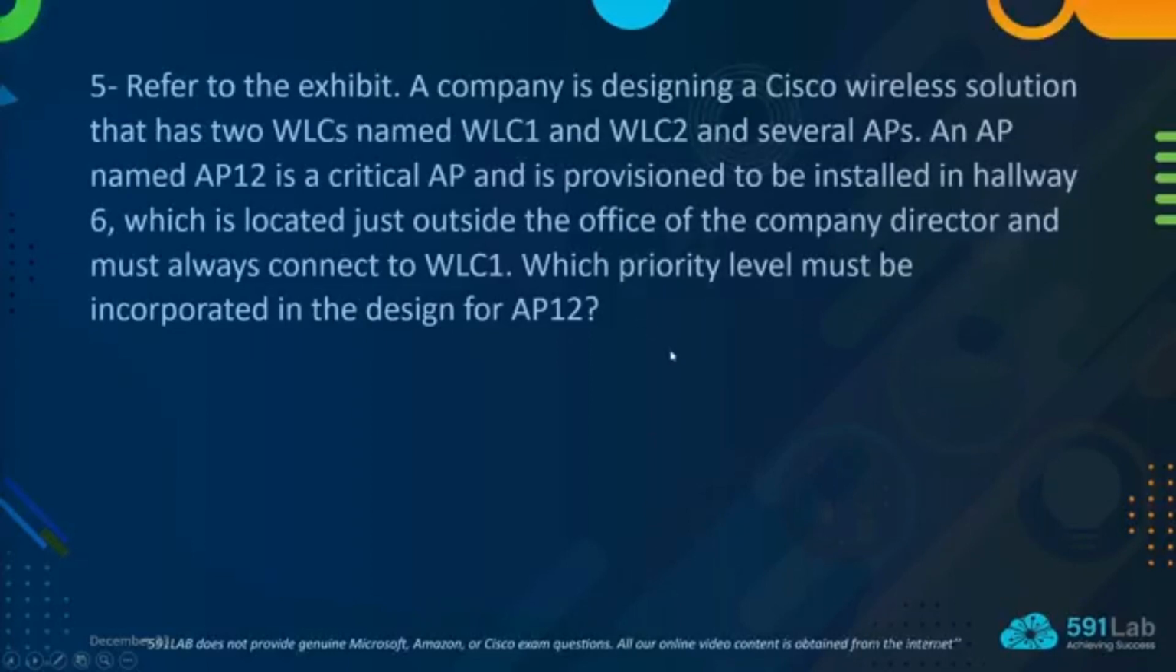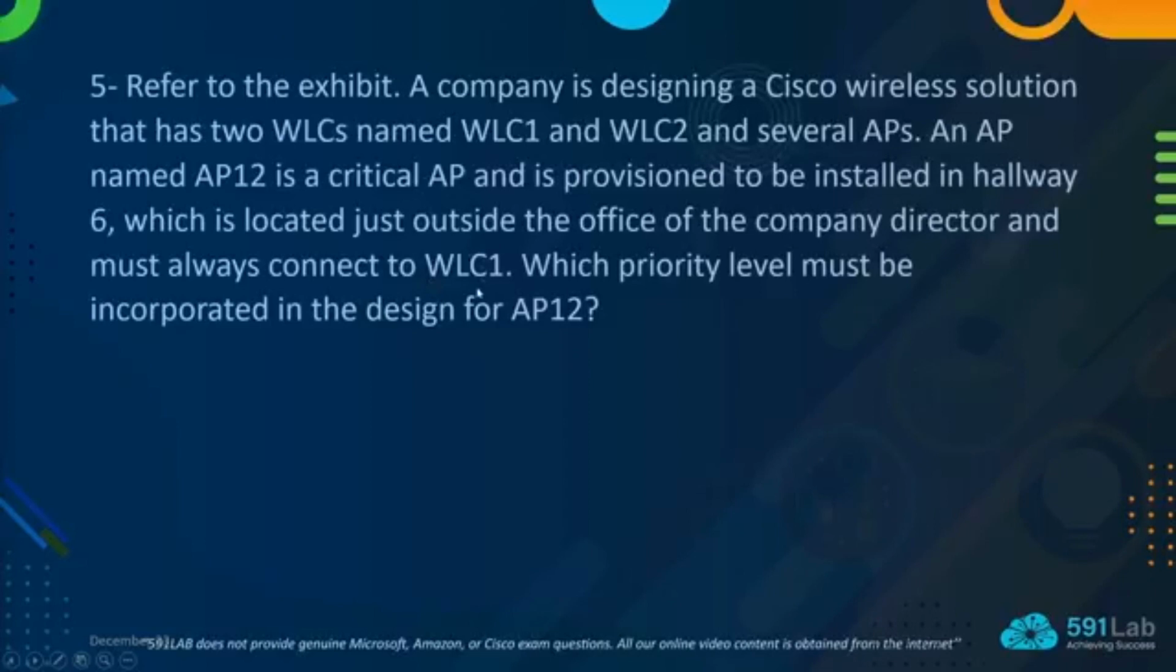Next one. Refer to the exhibit. A company is designing a Cisco wireless solution that has two controllers named WLC1 and WLC2 and several APs. An AP named AP12 is a critical AP, okay? So AP12 is really important, and provisioned to be installed in a hallway, which is located just outside the office of a company director. So higher management. So this access point AP12 is really important, and must always connect to WLC1. Which priority level must be incorporated in the design for AP12?